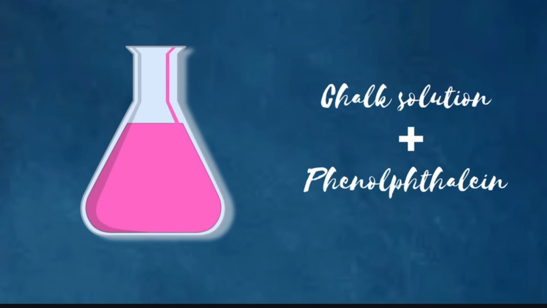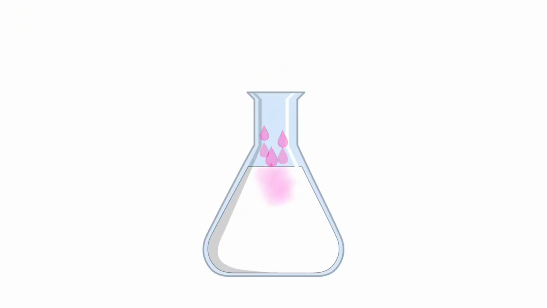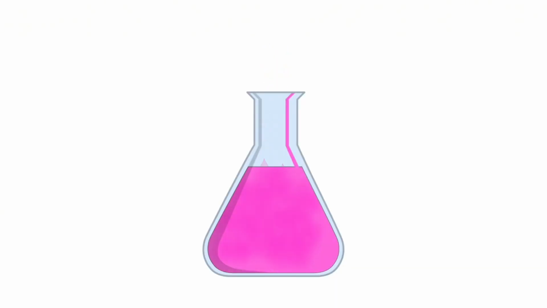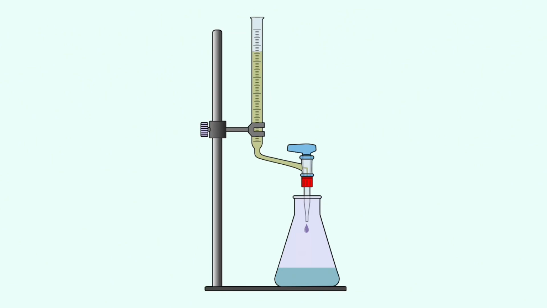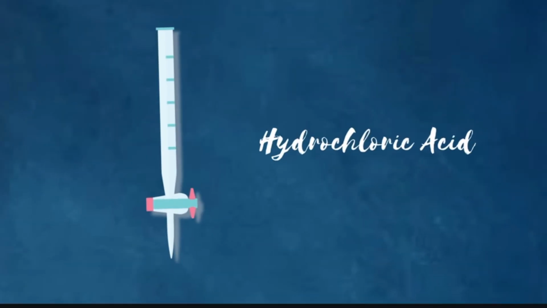Firstly, the analyte, as in the chalk solution, is added to the flask, along with a few drops of phenolphthalein. Phenolphthalein is the pink indicator, which made the chalk solution pink. In titration, we use an indicator to visually signal the equivalence point, which we will be seeing as we do the titration. Here, phenolphthalein is used as it sharply and sensitively indicates the color change. The titrant, or hydrochloric acid, is added to the burette.